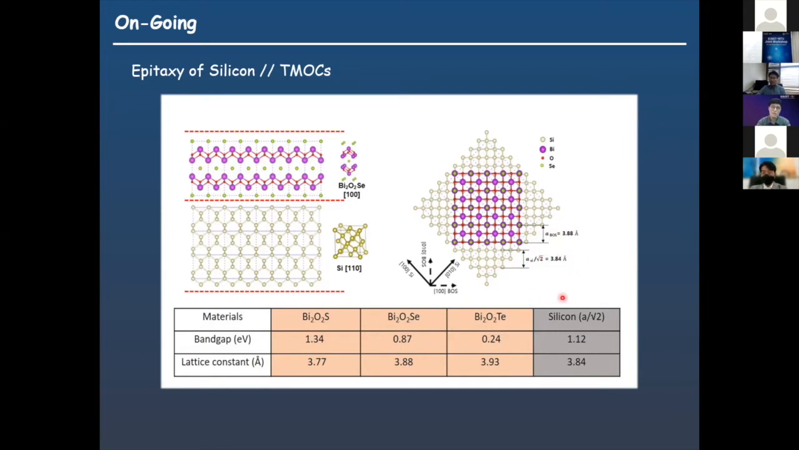And not only the silicon, actually we already demonstrated this material can be grown on the STO substrate, so that the perovskite oxide is also one of the candidates to combine with this material system. Yeah.